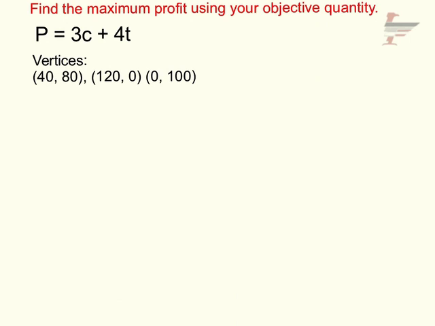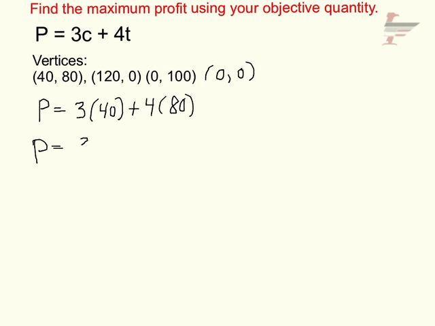Okay, last step is finding the maximum profit using our objective quantities. So I already defined my profit function, I found my vertices, and I left off the origin. I think it's obvious that that's not going to maximize, but it's still part of the constraint system, or the feasible region. So I'm going to plug in 40 for C and 80 for T, and I'm going to do this for every point.